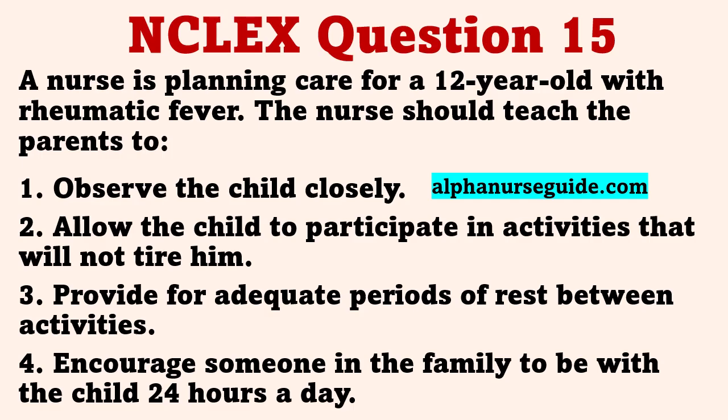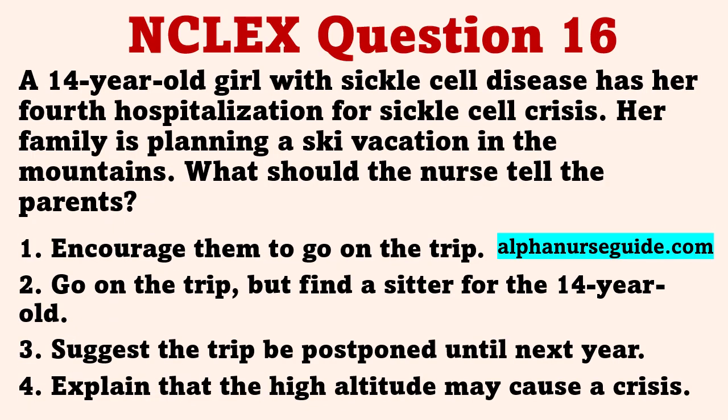condition deteriorates. A 14-year-old girl with sickle cell disease has her 4th hospitalization for sickle cell crisis. Her family is planning a ski vacation in the mountains. What should the nurse tell the parents? 1. Encourage them to go on the trip. 2. Go on the trip, but find a sitter for the 14-year-old. 3. Suggest the trip be postponed until next year. 4. Explain that the high altitude may cause a crisis.